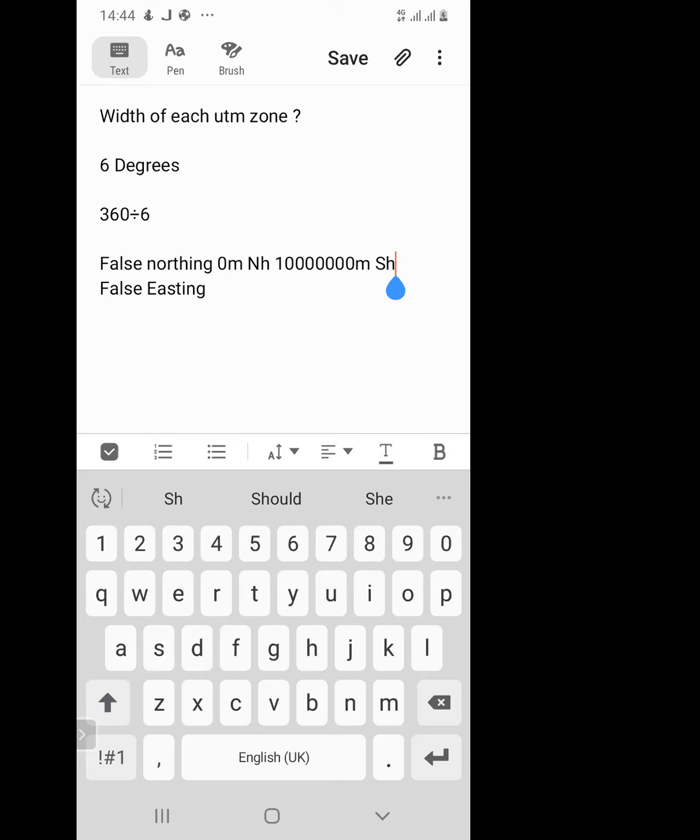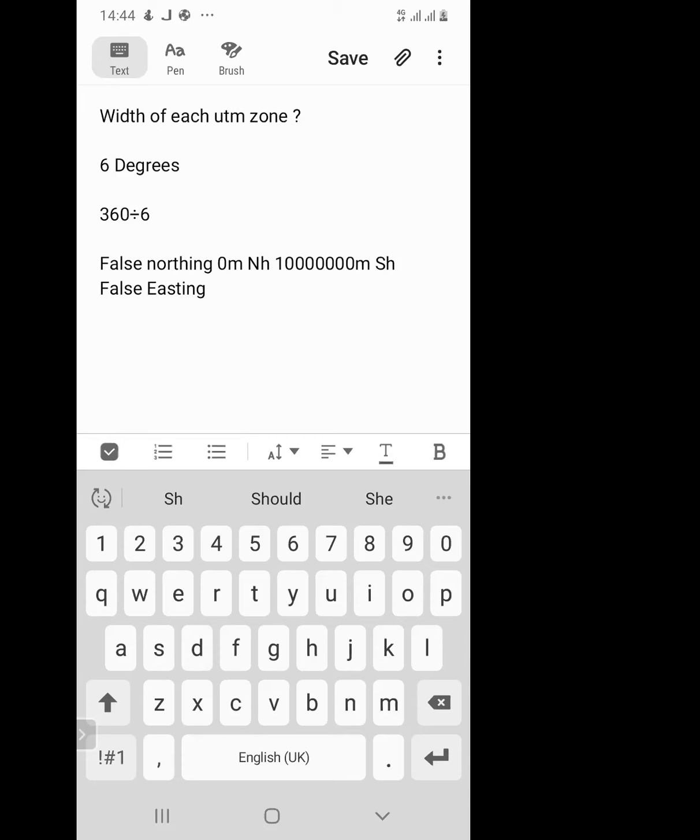Let me tell you why the southern hemisphere is 10 million, because the false northern makes use of the equator as a reference. So it's like you are doing a coordinate system in which the equator defines the x. So that x, if I'm in South Africa, I'll be getting a negative value. Because of that, I will now assume that that x has a value of 10 million, so that all the values in South Africa will be positive. You get what I'm saying?